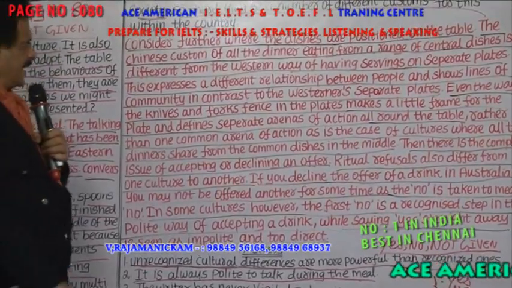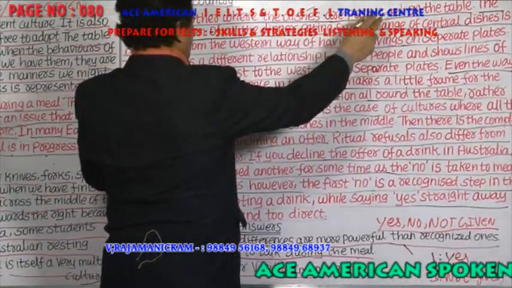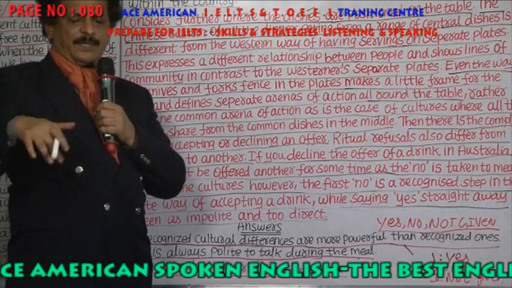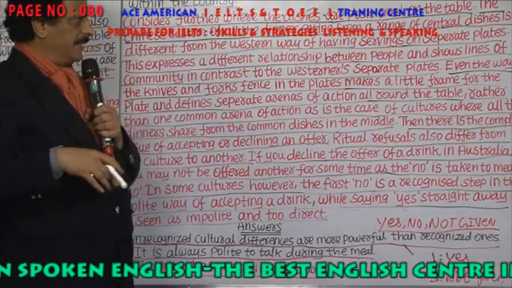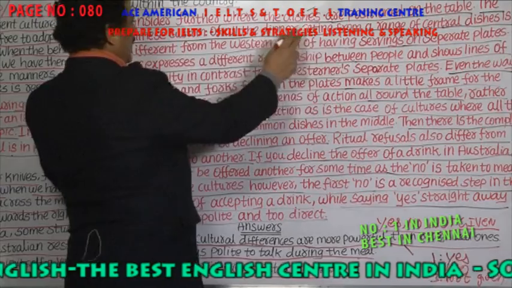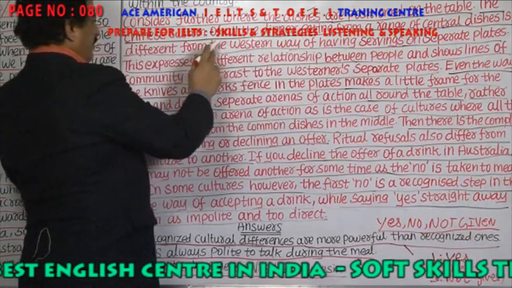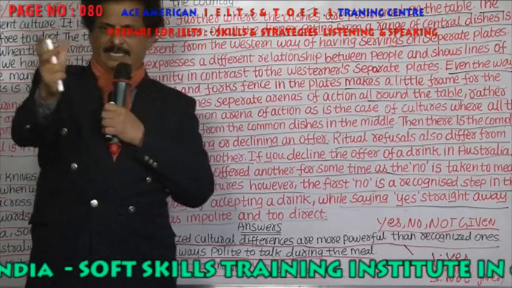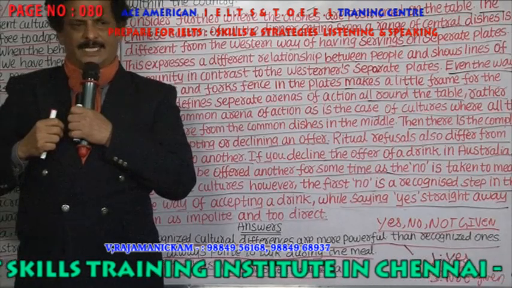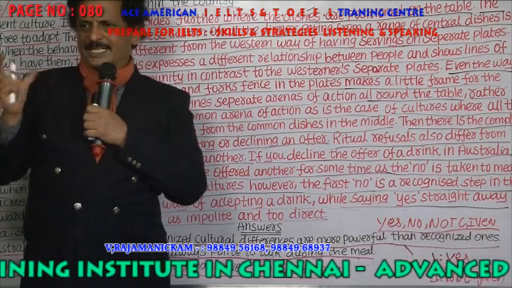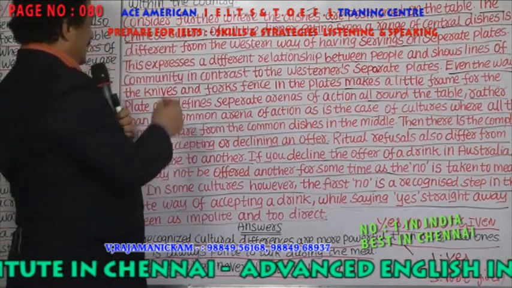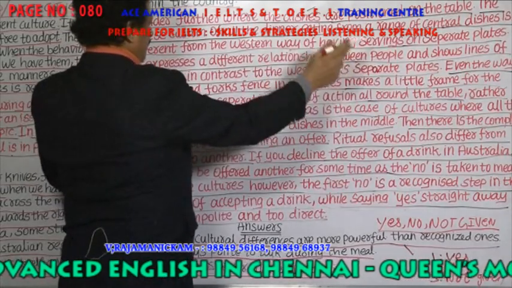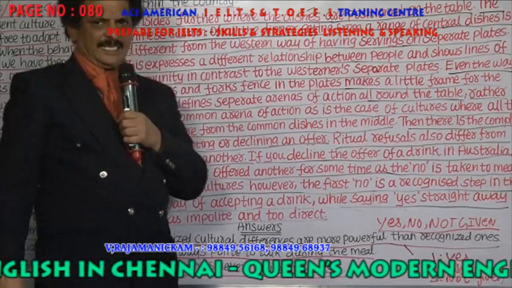அடுத்ததாக, consider further where the dishes are positioned on the table. டேபிளிலே, சாப்பிடக்கூடிய டேபிளிலே உணவுகள் பல வகையிலே வைக்கப்பட்டிருக்கிறது. The Chinese custom of all the diners eating from a range of central dishes is different from the western way of having servings on separate plates. சைனாக்காரர்கள் முக்கியமான உணவை பெரிய பாத்திரத்திலே நடுவிலே வைத்து விடுவார்கள். மேற்கத்தியர்கள் என்ன செய்வார்கள், ஒவ்வொரு உணவுக்கும் ஒவ்வொரு தட்டிலே உணவை வைப்பார்கள். This expresses a different relationship between people and shows lines of community in contrast to the western separate plates. இது மேற்கத்தியத்திற்கும் கிழக்கத்தியத்திற்கும் உள்ள வேறுபாட்டை காண்பிக்கிறது.